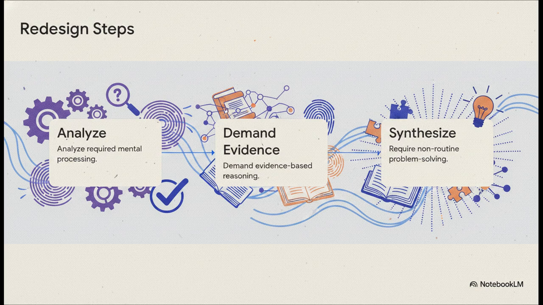So if you want to redesign an existing assessment right now, today, just follow these 3 steps to move away from simple recall. Step 1. Analyze the required mental processing of your current prompt. You have to be brutally honest with yourself here about what the student really has to do. Step 2, demand evidence-based reasoning. Make them prove it. And step 3, require synthesis and non-routine problem solving. Force them to connect dots that aren't just explicitly connected for them in their textbooks.